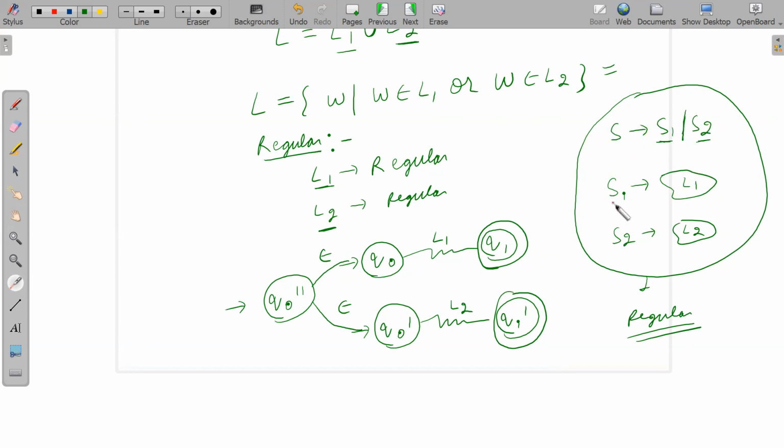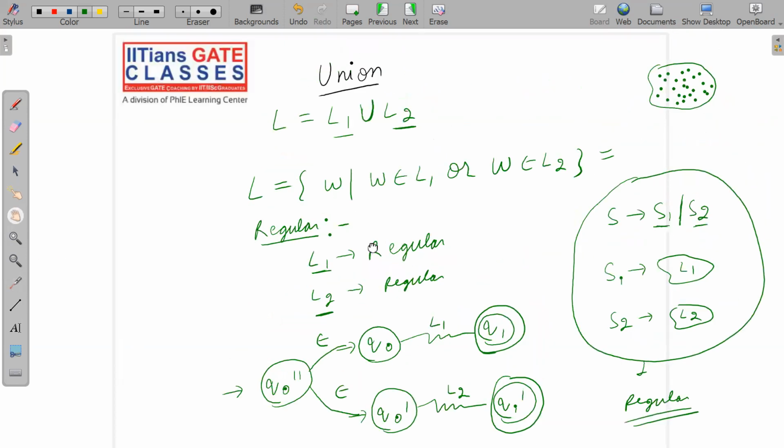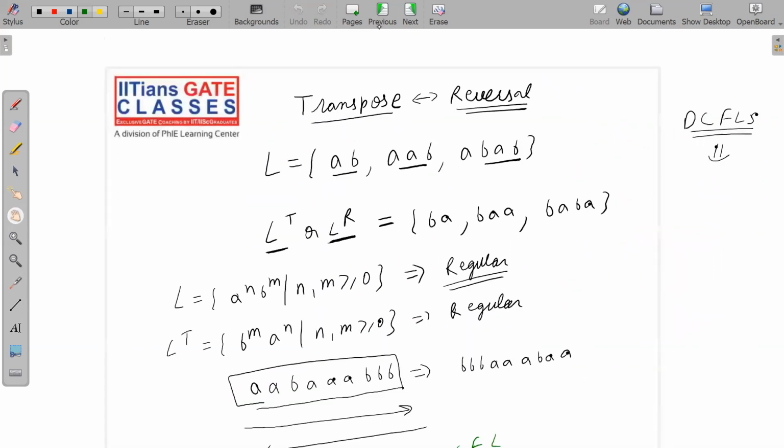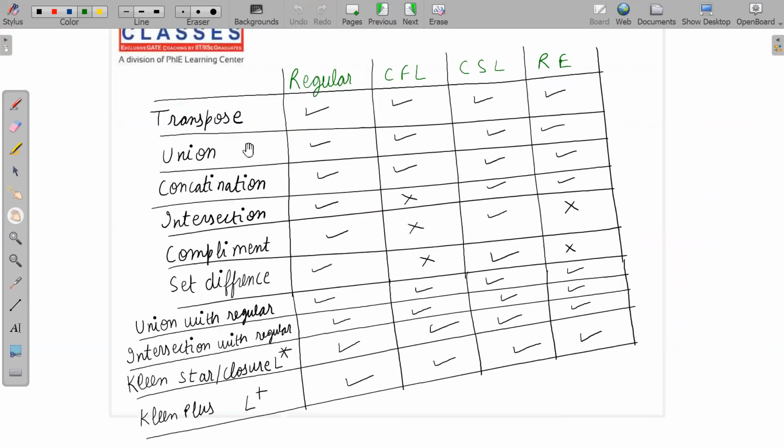So this is the basic proof. I hope I have made the point clear to all of you. In union, all the types of languages are closed. Let me go to the previous slide and I will show you properly that in union all the types of languages are closed. Similarly for concatenation also, all are closed.